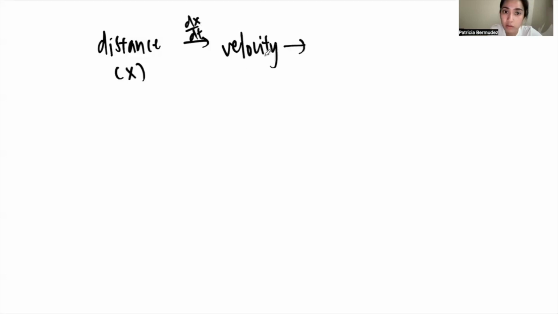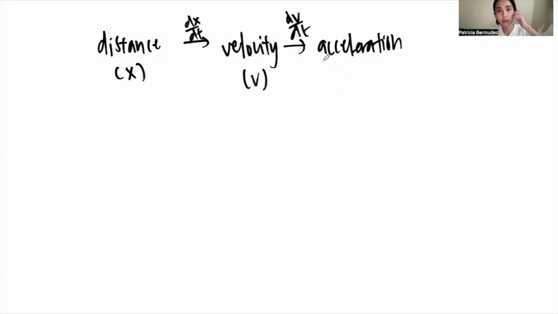We have to know that velocity is the derivative of distance. So distance, which is represented by x, when we take the derivative with respect to time, we will get velocity. And if we take velocity, represented by v, and take the derivative of this, we will get acceleration. This is the derivative of velocity with respect to time as well. If you want to go back, you simply have to integrate.